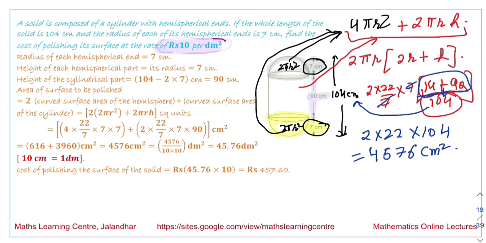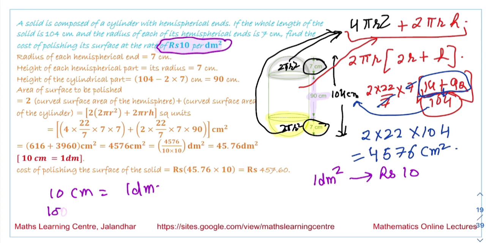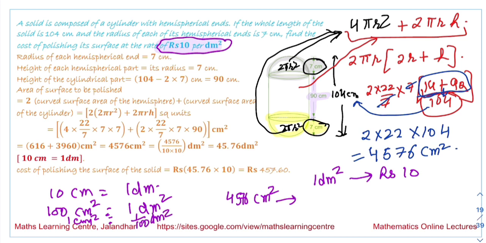So it is given that to cost 1 decimeter square of area, the cost is rupees 10. Now what is 1 decimeter? We are saying 10 centimeter is equal to 1 decimeter. It means 100 centimeter square is equal to 1 decimeter square. The area we have is 4576 centimeter square. If it is 1 centimeter square, that is equal to 1 by 100 decimeter square.